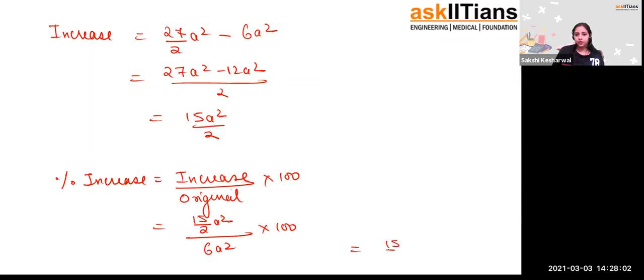Can I write this as 15/2 into 6 into 100, right or not? So you see this is like 2 and this is like 3. No, sorry, this is 5, this is 5, and you just cancel out. This is like 4, 25. So 25 into 5 is 125% increase, right? So this is the formula.